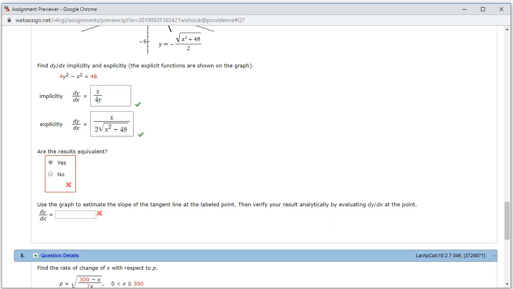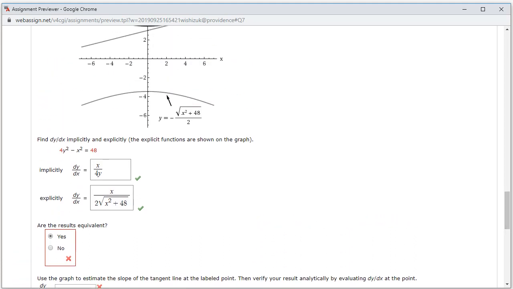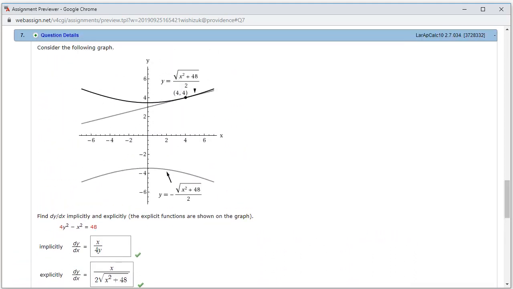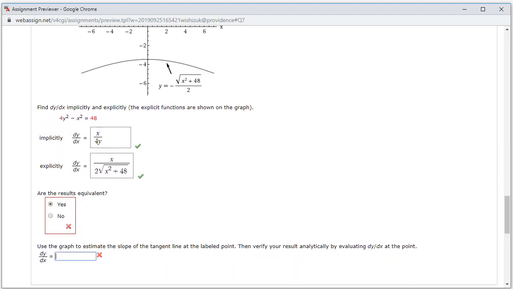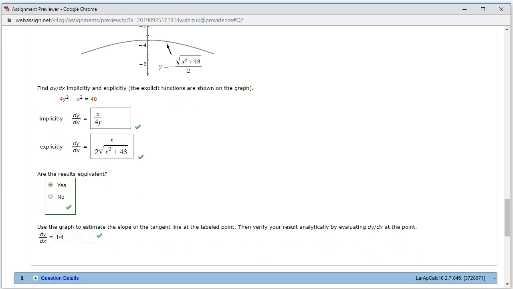Use the graph to estimate the slope of the tangent line at the labeled point. If you look at the picture, it looks fairly precise. We're looking at this tangent line, and it looks like it goes through 3. So the run would be 1, 2, 3, 4, and the rise would be 1. So rise is 1, run is 4. 1/4 would be the answer. So let's try 1/4 and check the answer. I came back and it looks like we got this one correctly.